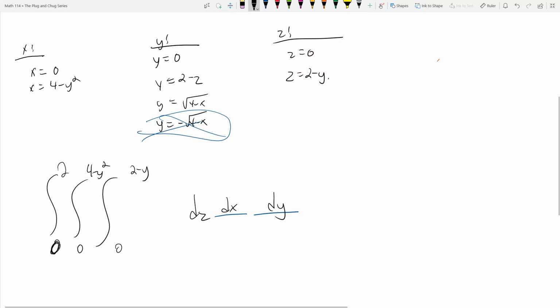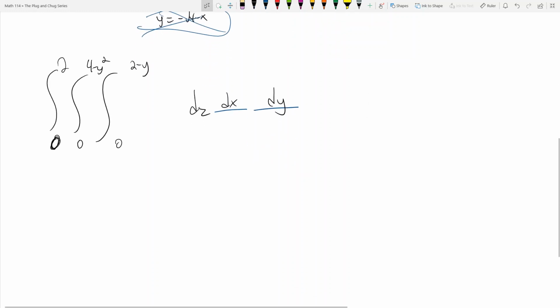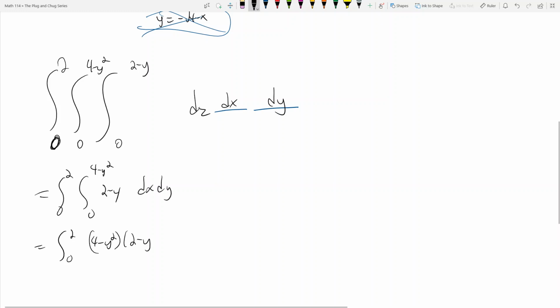All right, and so this is going to be my integral, and now I just integrate it, and what do I get? Okay, so that's equal to the triple integral. If I integrate with respect to dz first, now I get 2 minus y, right? And then these other bounds stay the same. And then finally, now I have dx, so now I go from 0 to 2. I got 4 minus y squared times 2 minus y.